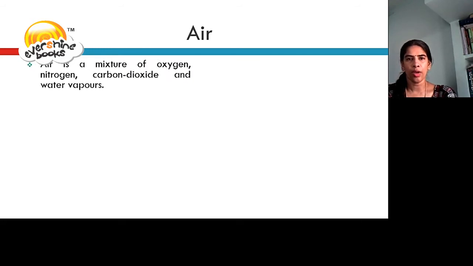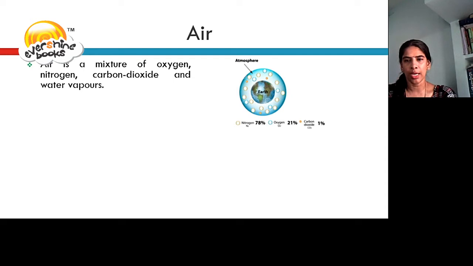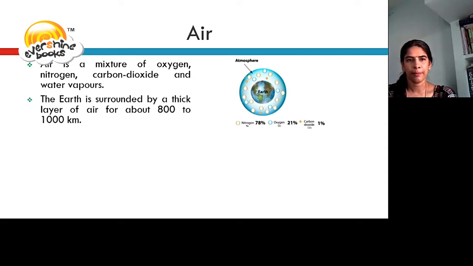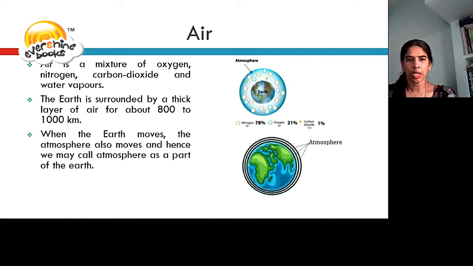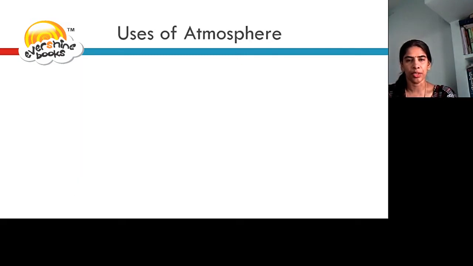Air is a mixture of oxygen, nitrogen, carbon dioxide, and water vapors. Nitrogen is present in air at 78 percent, oxygen 21%, carbon dioxide 1%. The Earth is surrounded by a thick layer of air for about 800 to 1000 kilometers. When the Earth moves, the atmosphere also moves, and so we call the atmosphere a part of the Earth. The atmosphere is held around the Earth by gravity.